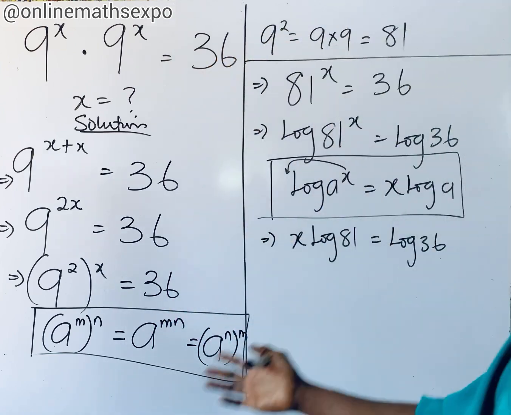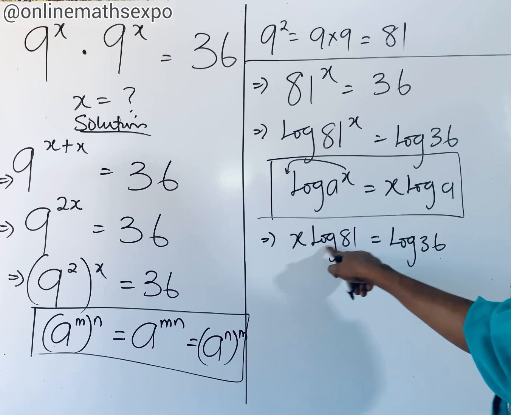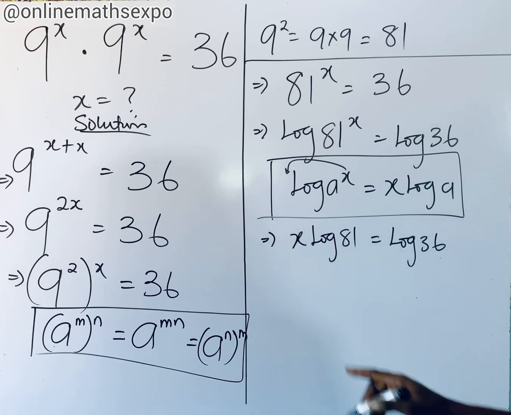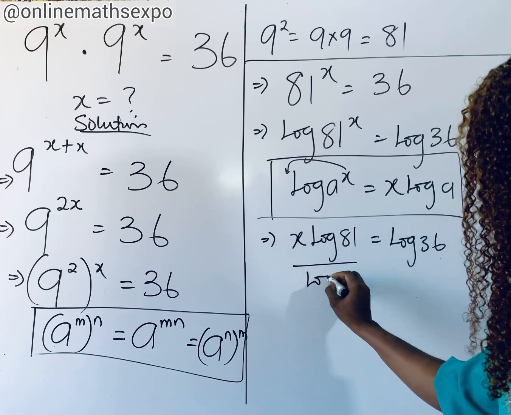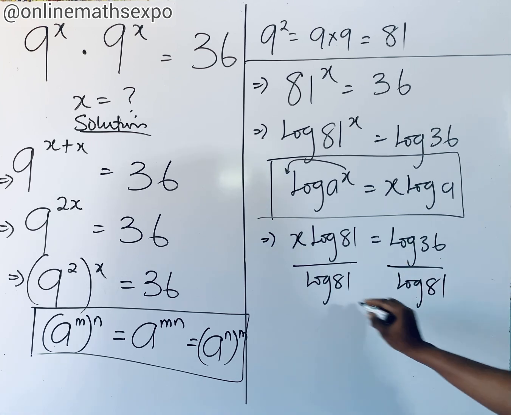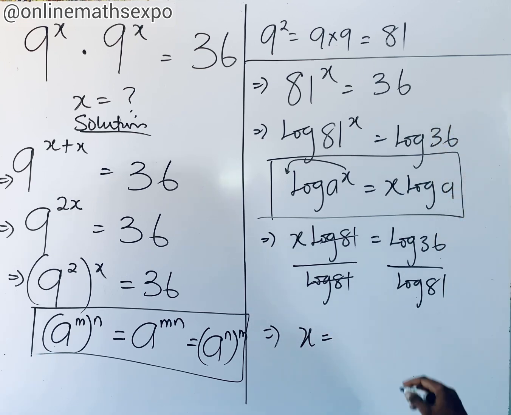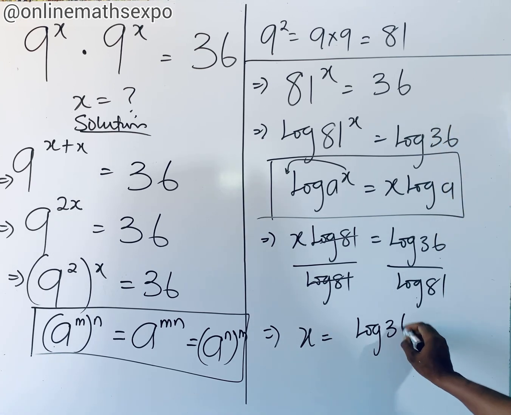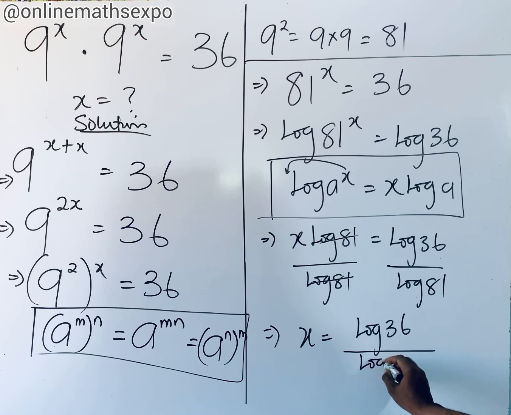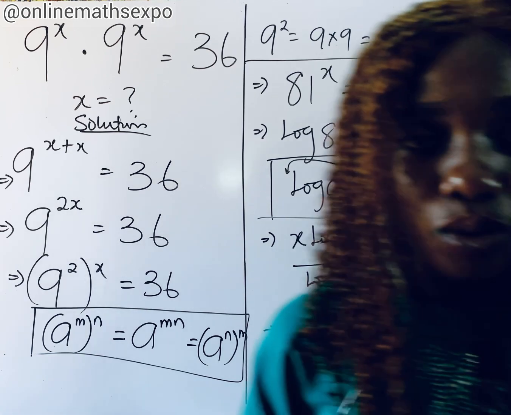So to continue, to get x, you remove this log of 81. To do that, you divide both sides by log of 81. When you do that, this takes off this, and this gives us x is equal to log of 36 divided by log of 81. Now, we can't leave this answer like this. It's not yet simplified.